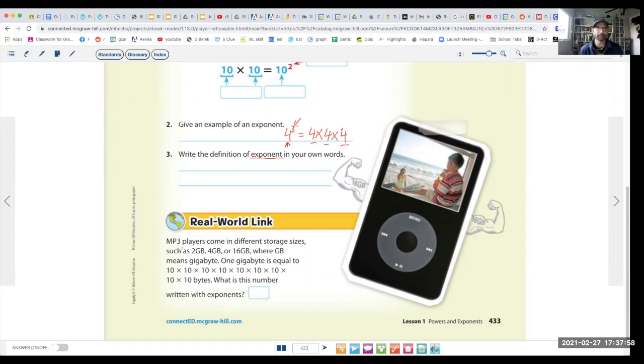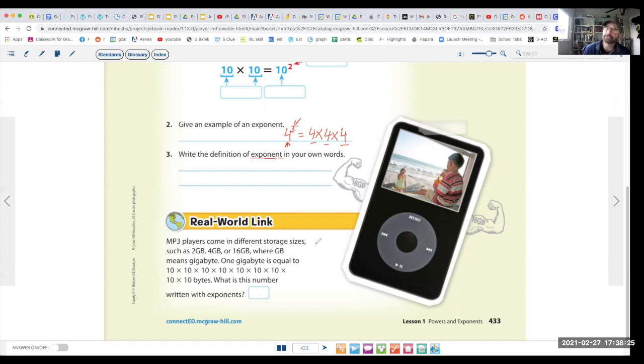So here's an example of a real world link. Here's an MP3 player. This is what iPods used to look like. I don't think they look like this anymore. They can come in 2 gigabyte, 4 gigabyte, 16 gigabyte sizes, where a GB means gigabyte. 1 gigabyte is equal to 10 times 10 times 10 times 10 times 10 times 10 times 10 times 10 times 10 bytes.